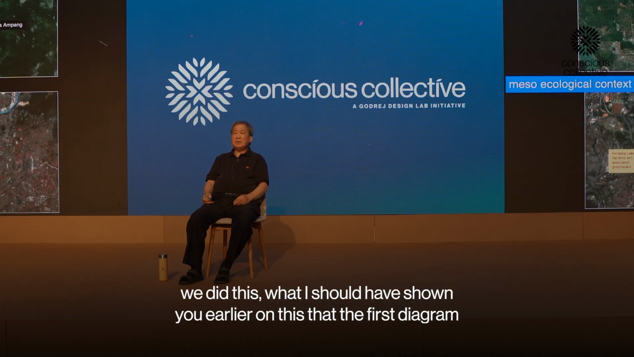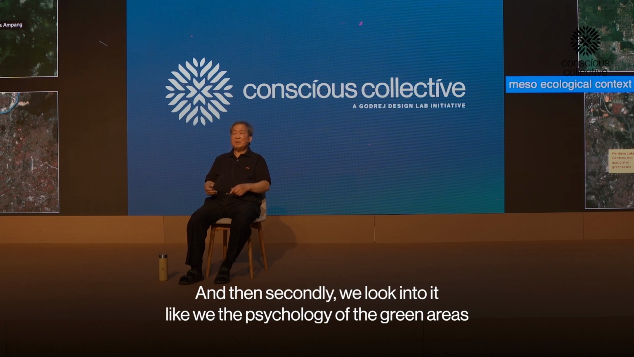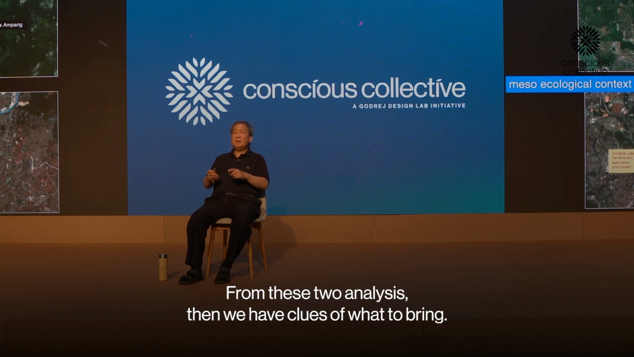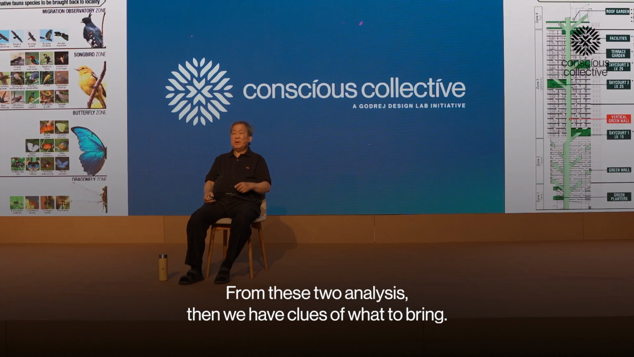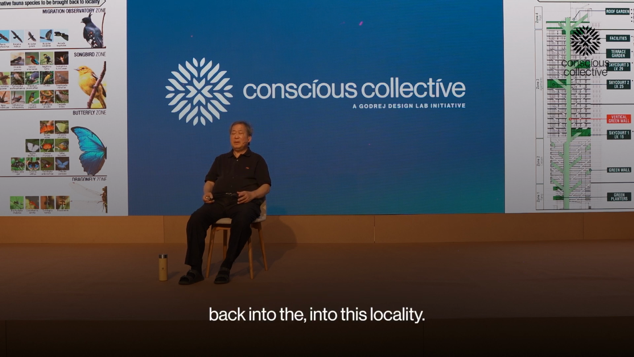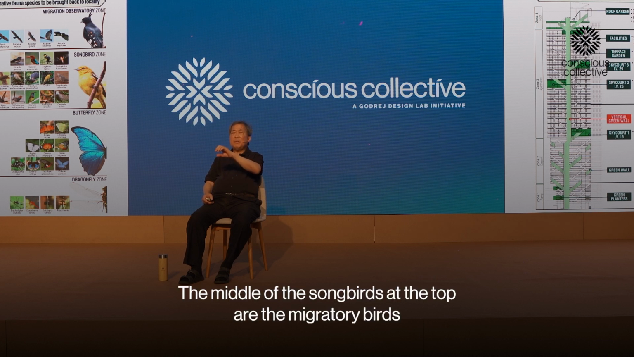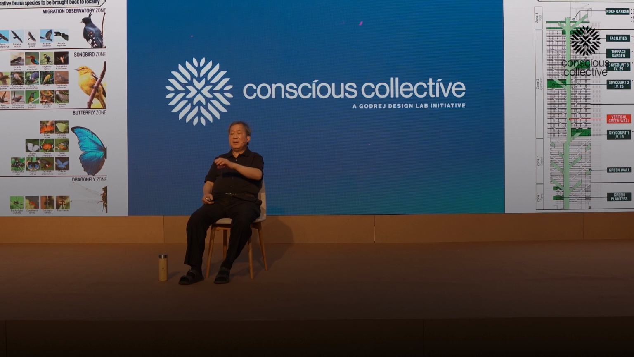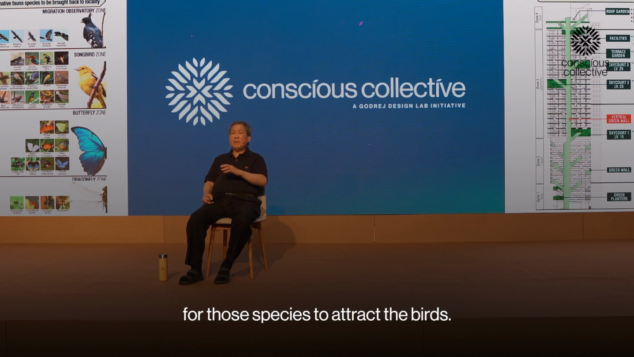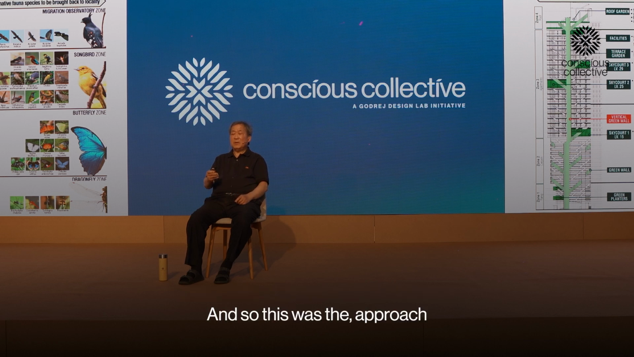Now, before we did this, what I should have shown you earlier on is that the first diagram shows research on ecology in the proximity of the site. And then secondly, we look into diagrams of the ecology of the green areas near the site. From these two analyses, then we have clues on what to bring in. So what we did in this project is that we brought birds back into this locality. On the lower floors are the butterflies and dragonflies. The middle are the songbirds, and on top are the migratory birds, and the middle are the different faunal species that attract the birds, and these are where they're located in a section of the building. And so this was the approach.